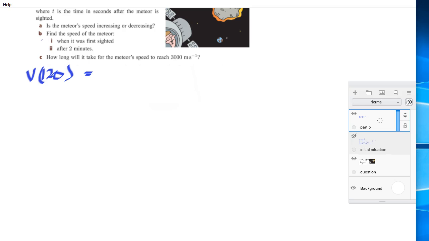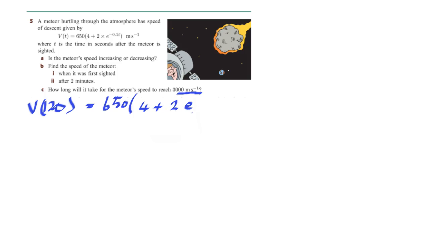So in looking at part B, when it was first cited, we actually worked that out already just to understand the situation. So now we've got to calculate after 2 minutes, and just notice that this velocity is given in metres per second. So we must calculate in seconds. So we find the velocity in 120 seconds and put it into the formula. And as we put it into the formula, we're going to put in 120 instead of t. So minus 0.1 times 120, the power is still negative, and it'll be 12.